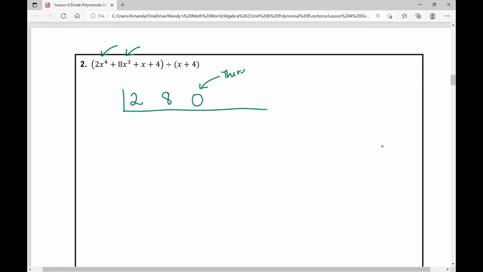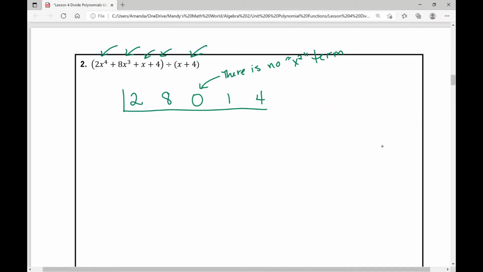So there is no x squared term. So make sure you have a placeholder there, okay? If it jumped from 2x to the fourth minus 4, something like that, or plus 5, something like that, you would need a placeholder for x cubed, for x squared, for x. Okay, so we need a placeholder for x squared, and then we have plus x, so that's a positive 1, and then we have a constant of 4, so there's a 4.